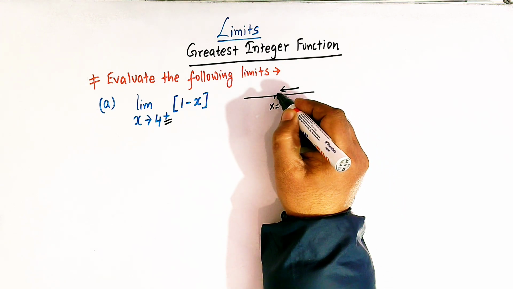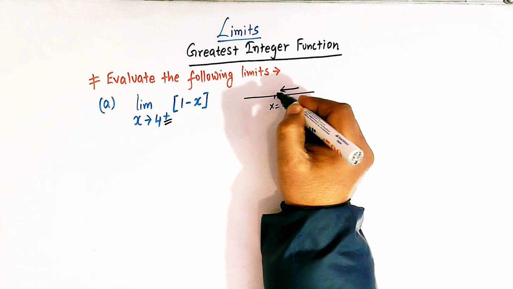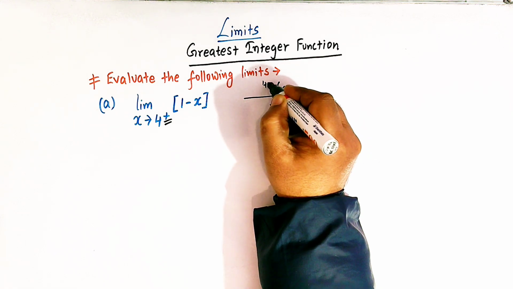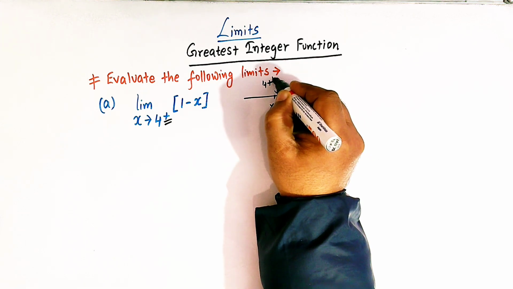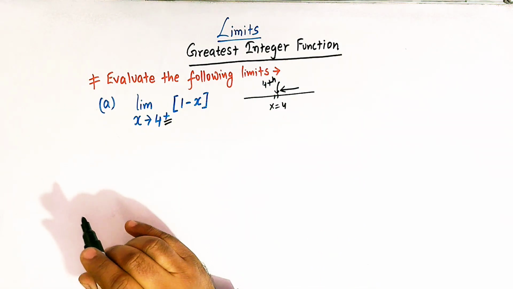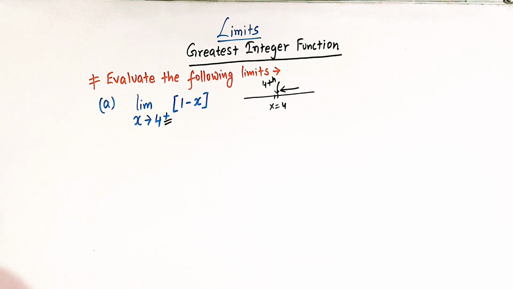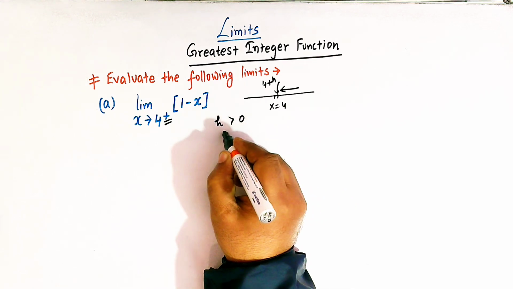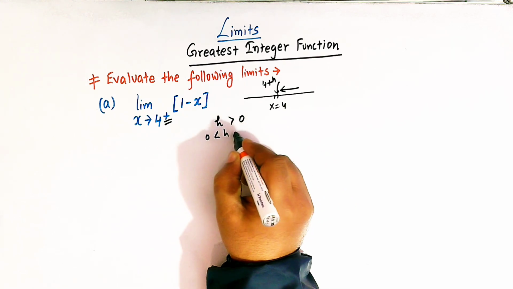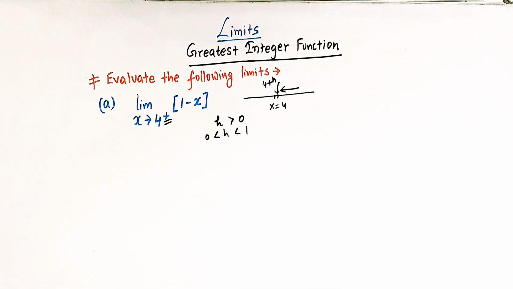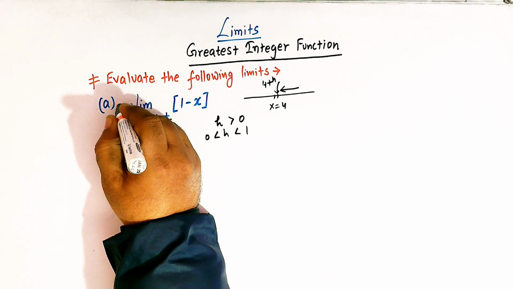So we'll take a point in the right neighborhood of x equal to 4, such that this point is 4 plus h, where h is a very small quantity, also known as infinitesimally small. Here h is greater than 0, but it is very small, lying between 0 and 1. So let us take this limit as L.